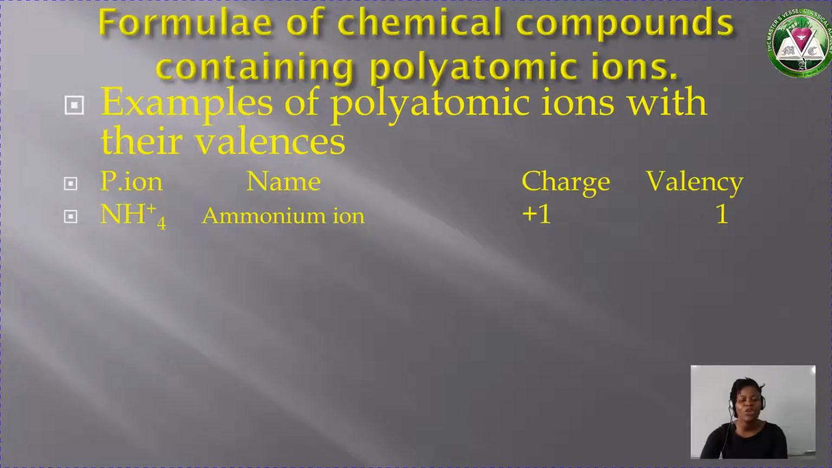And remember, I told you, if the charge of the ion is 1, you will not write it. But if it is 2, you will write 2. Let's assume that this ammonium ion is plus 2, I will write that 2 there. But because it is 1, you are just seeing only plus. So the charge is plus 1. Then the valence is 1. Remember, the valence is the number close to that charge.